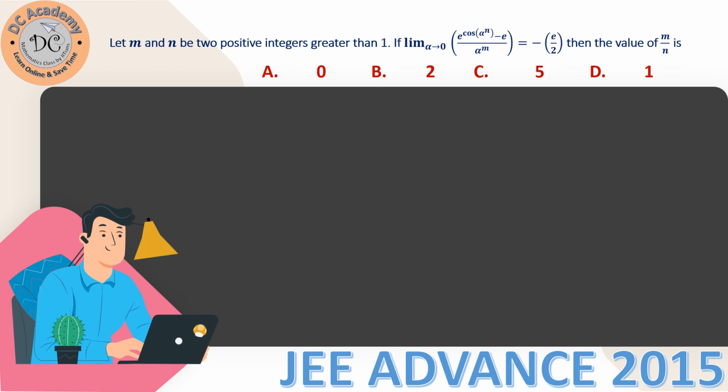So first we consider the limit as alpha tends to 0 of (e to the power cos alpha to the power n minus e) divided by alpha to the power n. Notice that if I substitute alpha equal to 0 in the denominator and the numerator, we'll get both values as 0. So therefore it's a 0 by 0 form. So the limit needs to be calculated separately by some operation.